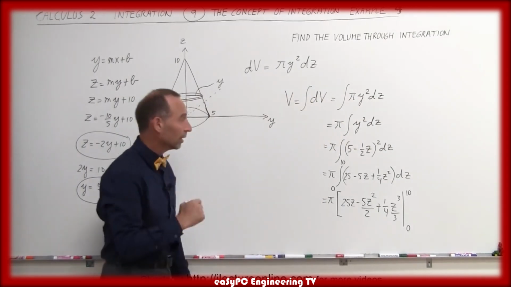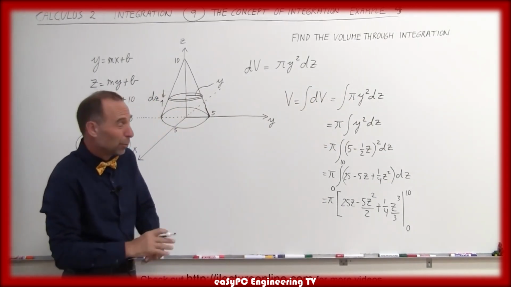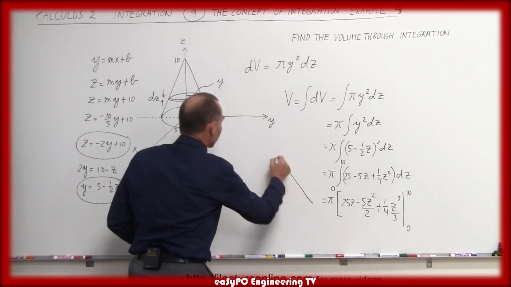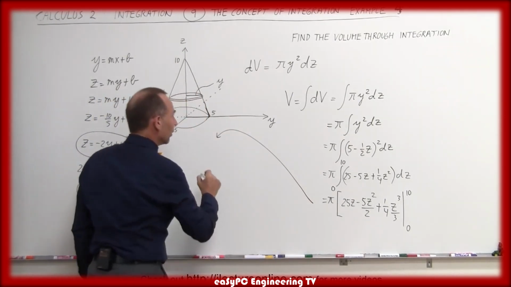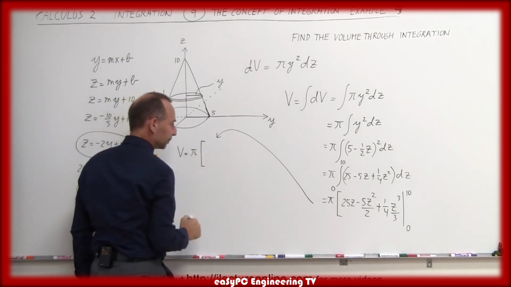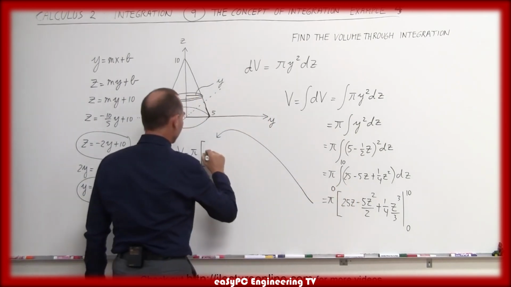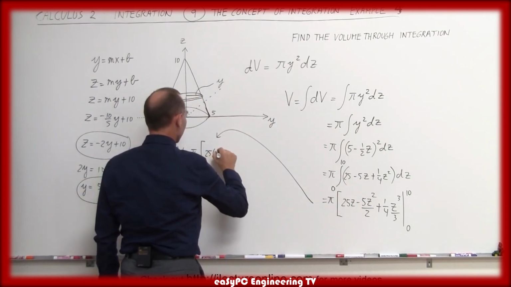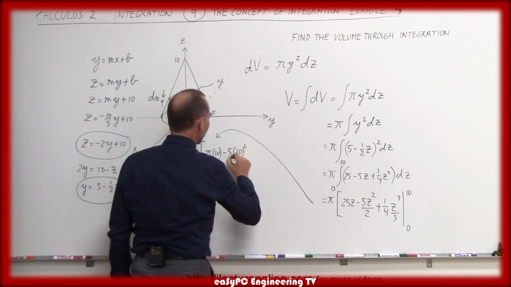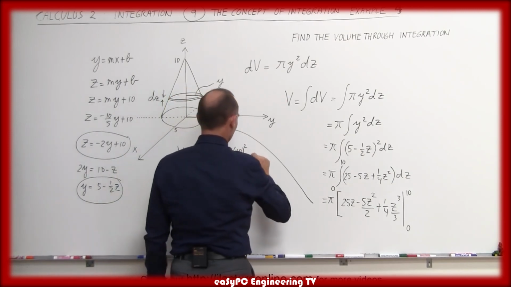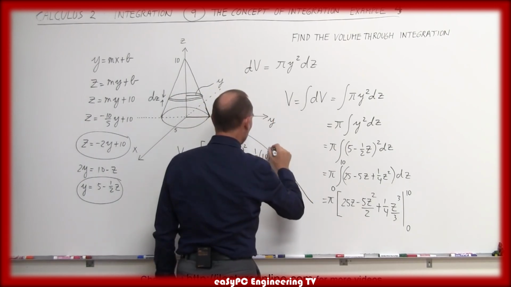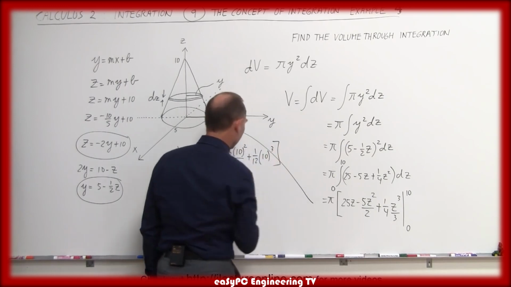Now all we have to do is plug in the limits. When we plug in the lower limit, we get 0, so we don't need to bother with the lower limit. We'll plug in the upper limit. Let me come over here, because I'm out of room. So we can say that the volume is equal to pi times 25 times 10 minus 5 times 10 squared over 2 and plus 1 over 12 times 10 cubed, like this.